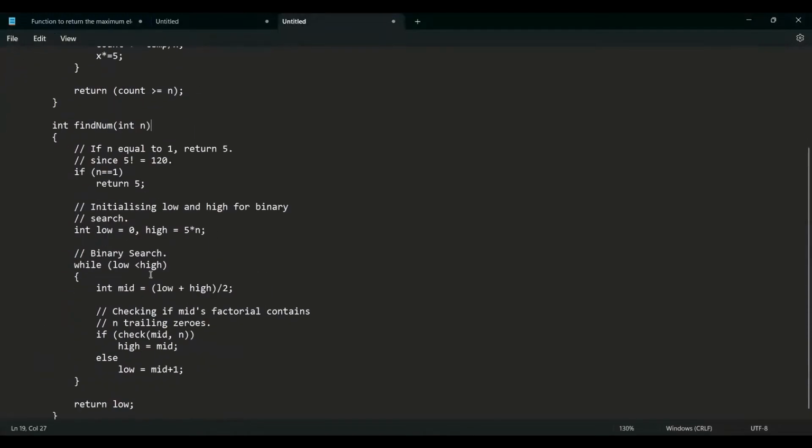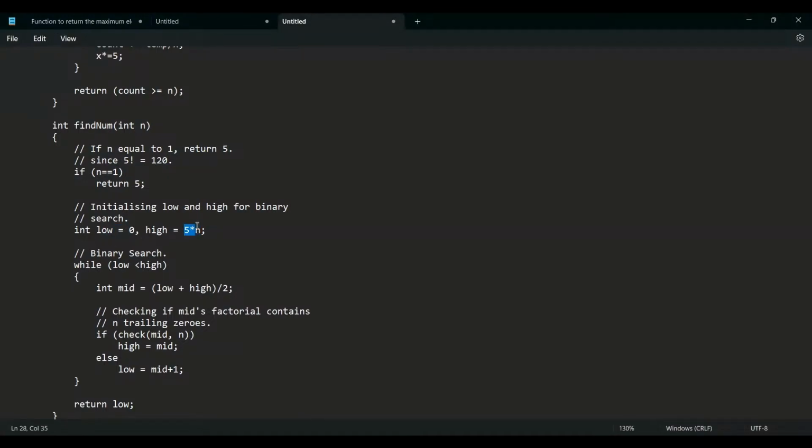So what we are doing, you have to find up till n. If n is equal to 1, we have to return 5. Why? Because 5 factorial has 1 trailing zero. Other than that, if you are doing 4 factorial, 2 factorial, 3 factorial, you won't get trailing zeros. So if you want just 1 trailing zero, you'll have to return 5. Now you can take low as 0 and high as 5 into n. Up till 5 into n, you'll always get n zeros.